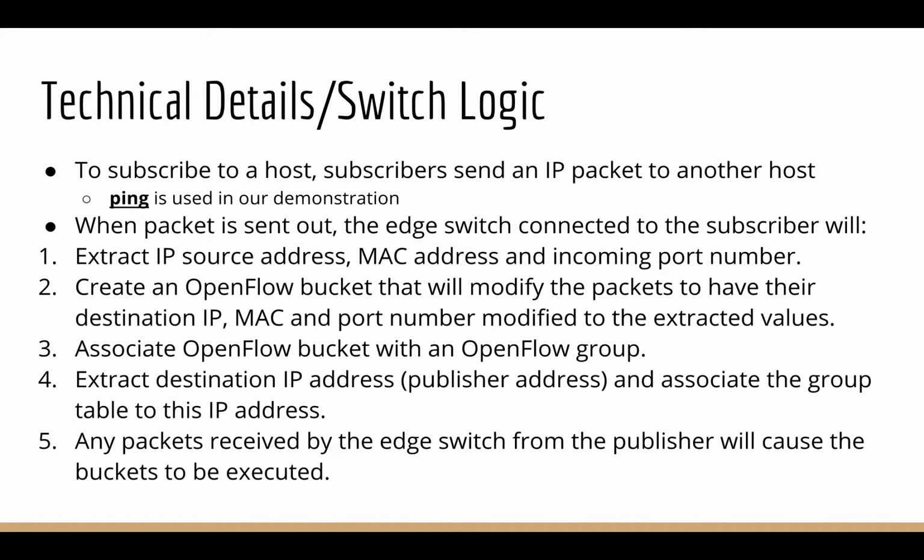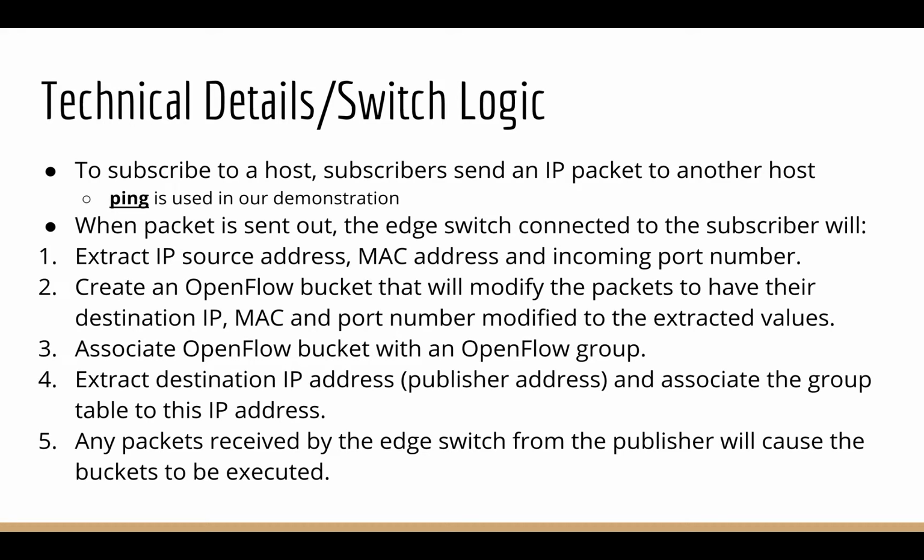So here are the technical details and switch logic of the OpenFlow switch that we programmed to do so. To subscribe to a host, subscribers just send a ping to the particular host that they want to subscribe to. When the packet is sent out, the edge switch connected to the subscriber will first extract the IP source, MAC address, as well as incoming port number, and then create an OpenFlow bucket with the action that modifies the packets to have their destination IP, MAC, and port numbers changed to the values we previously extracted.